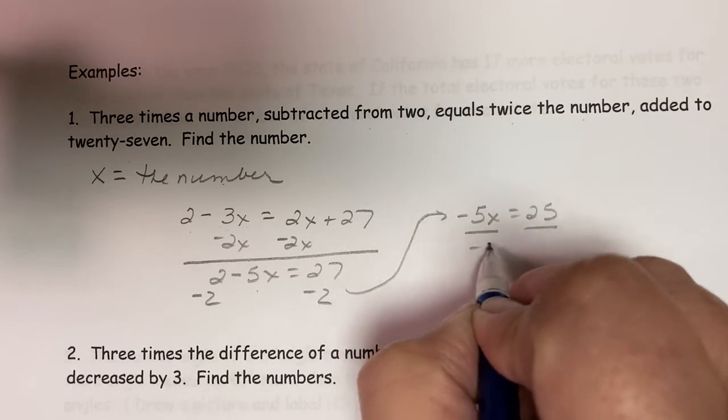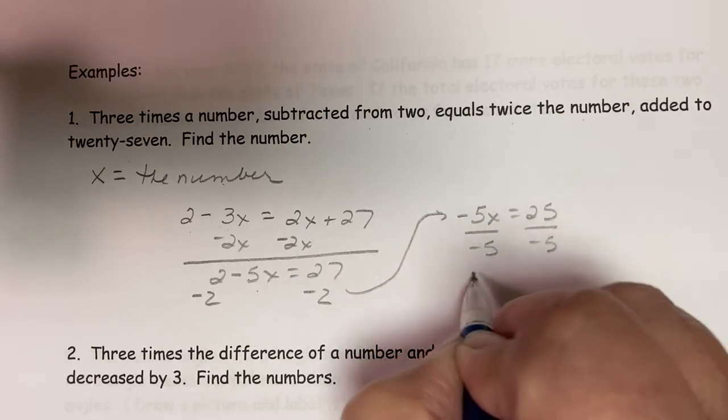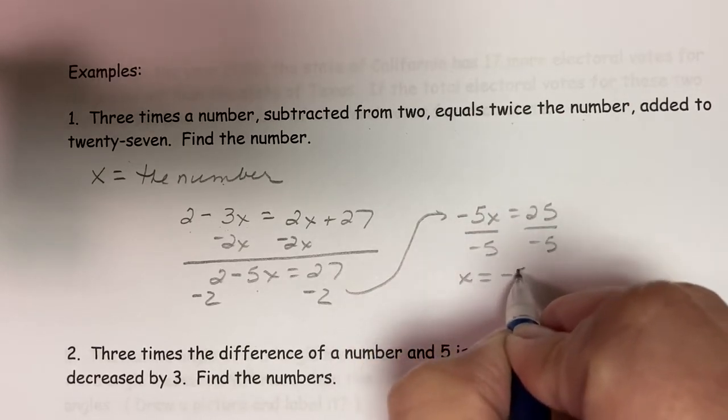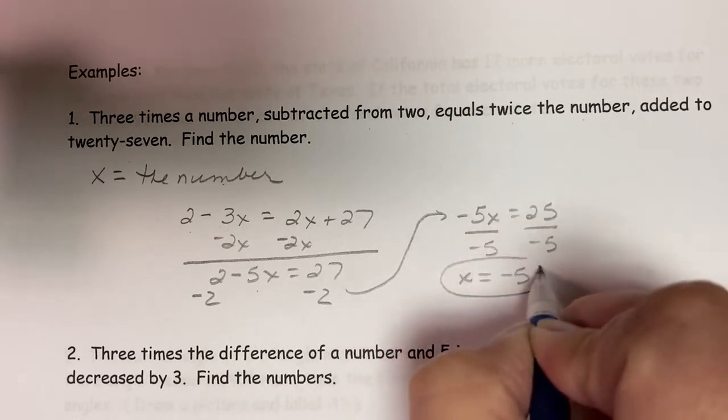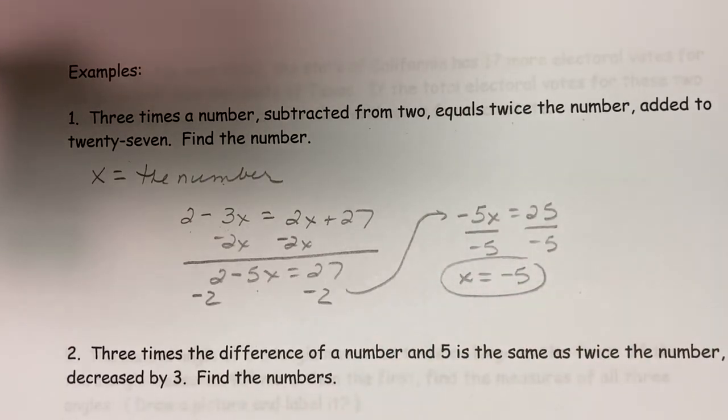Let's go ahead and divide both sides by negative 5. And we are getting an answer of negative 5. Now, does that make sense? We're looking for a number, so it could be really anything. So it's really hard to check this story problem. But let's interpret our answer.